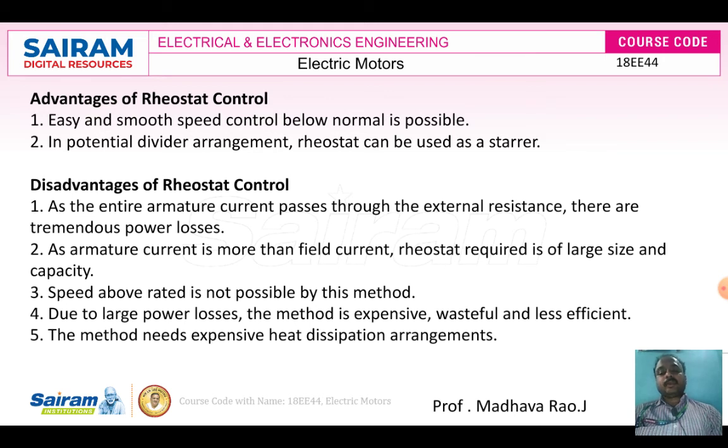Speed above rated is not possible by this method, and due to large power loss, this method is expensive, wasteful, and less efficient. Heat dissipation arrangements are more, so heat dissipation is more in this method. These are the disadvantages of the rheostatic armature voltage control method.